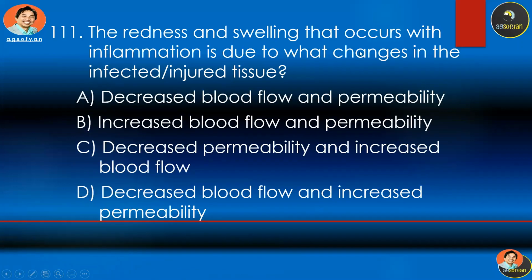The redness and swelling that occurs with inflammation is due to what changes in the infected or injured tissue? A, B, C, or D. Okay, so this is really logical. When we have an injury in an area, the blood will flow to that area to carry a lot of white blood cells and other things to protect us against infection. So the blood flow will be increased. Okay, so increased blood flow and permeability.